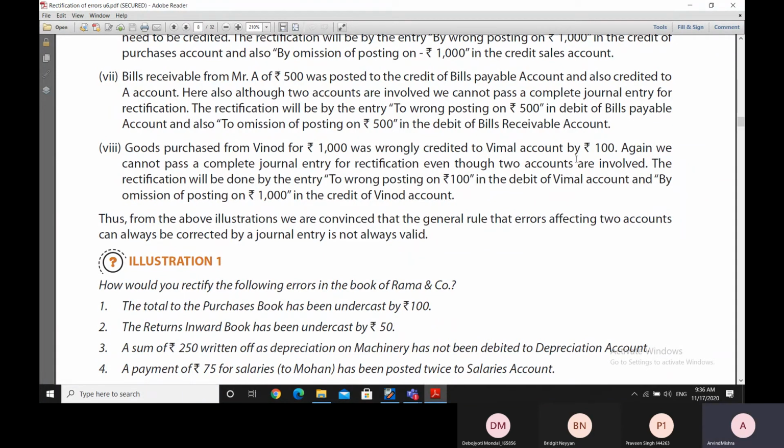Now goods have been purchased, that is fine. The entry has gone into the purchase account correctly. So the rectification has to be done in Vinod's account and in Vimal's account. In Vimal's account, we will debit Vimal's account because we have wrongly credited his account.